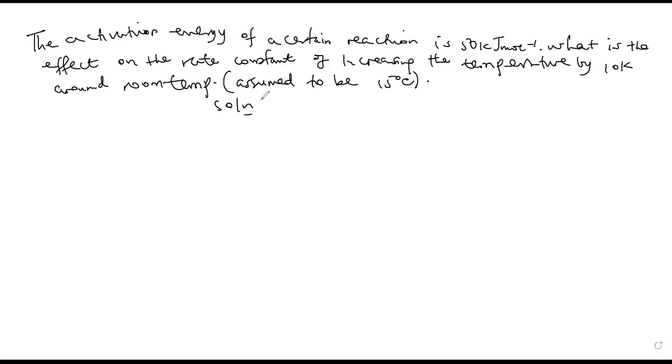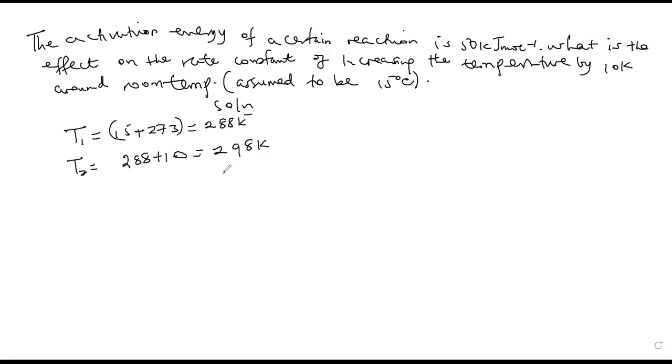To work out the solution of this, our T1 is 15, which we assumed to be the room temperature. So we shall add 273 so that we convert it to kelvins, and it will be 288 kelvins. Then our T2 will be, we shall add 10 kelvins because they are saying increasing the temperature by 10 kelvins. So we shall have 288 plus 10 kelvins and it will become 298 kelvins.